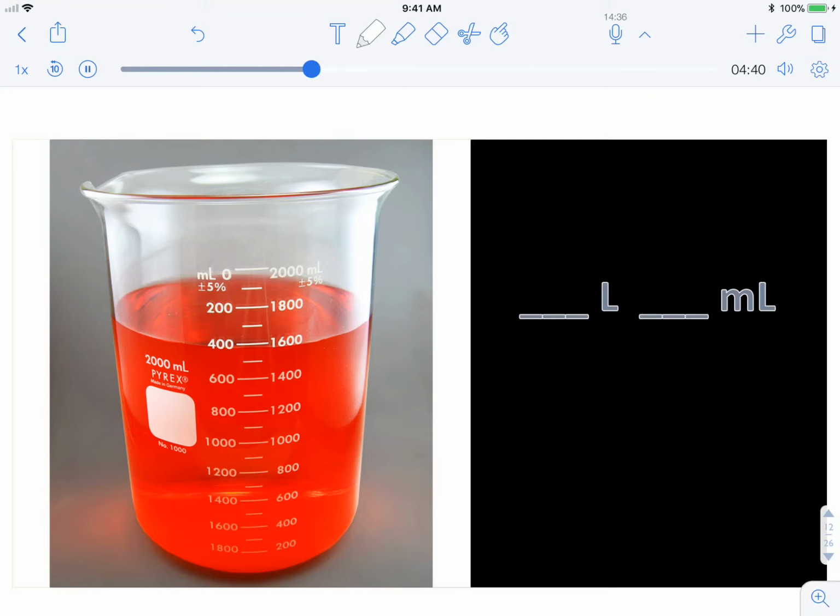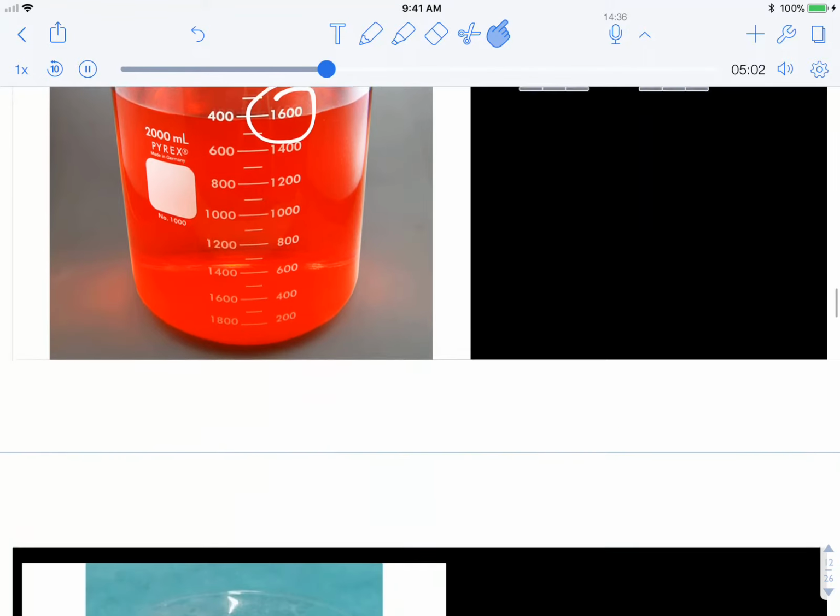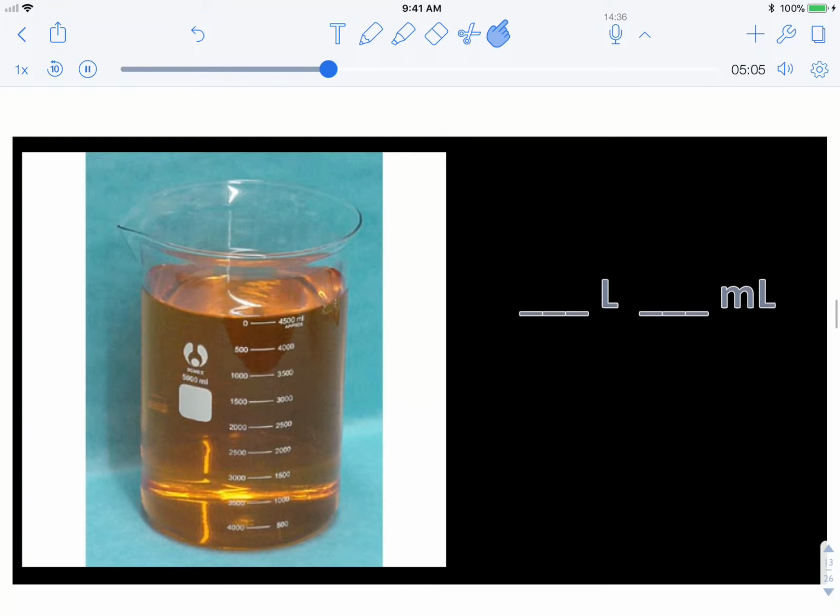Okay, look at this cup. How many liters does it have? 1 liter. How many milliliters? You're going to look at the 1,600 number. So go ahead and fill in the blank. Look at this next beaker. It looks like it's a little over the line, but it's about 4,500 milliliters. Write how many liters I have, and then how many milliliters are left.